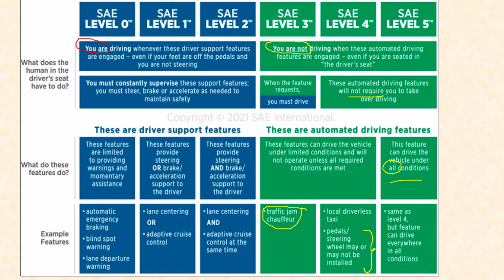So this is the same as level 4. Even in level 4 it can drive, but only in a stipulated campus or a stipulated zone. But when it comes to level 5, it can drive everywhere. This word is important, that's why I am highlighting this. It can drive everywhere in all conditions, and this word is also important, all conditions.